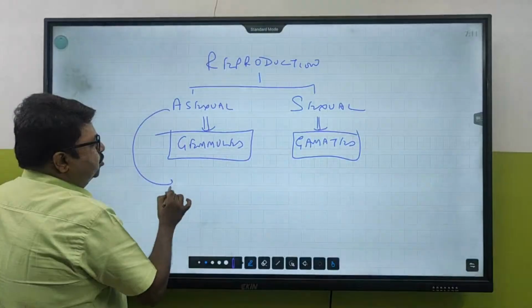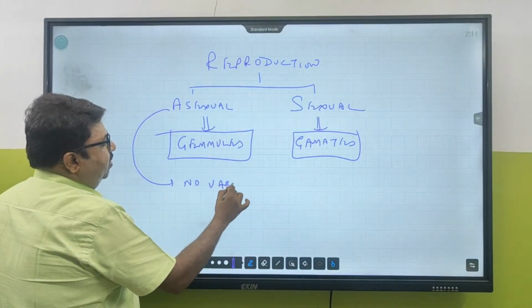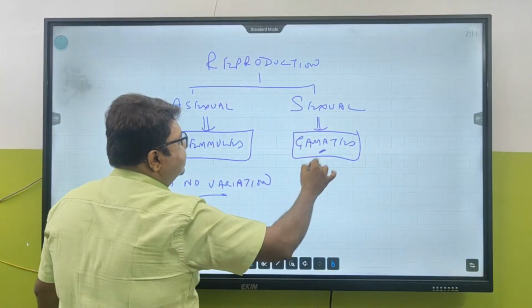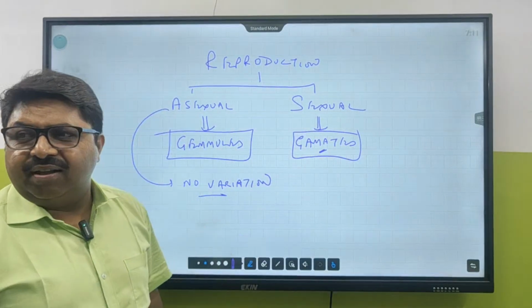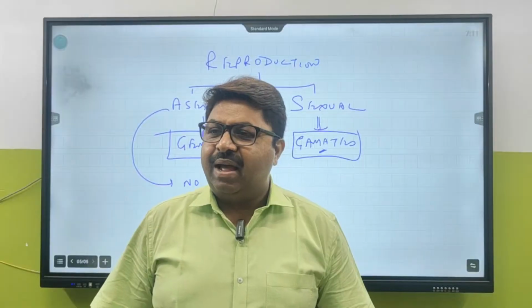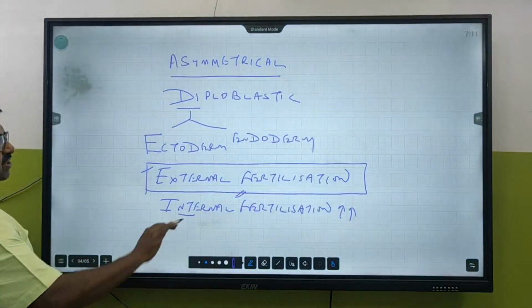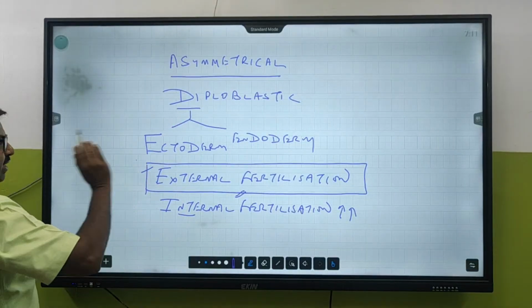And you know, in asexual reproduction, there is no variation. But in sexual reproduction, variation is possible with the help of gametes. So basically they show internal fertilization, but some of them, which are advanced poriferans, show external fertilization.